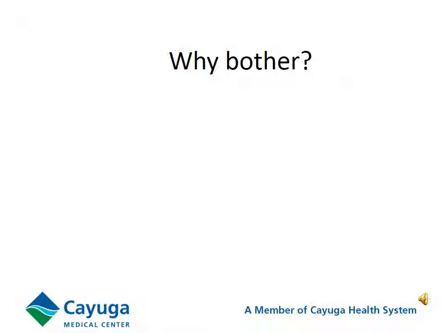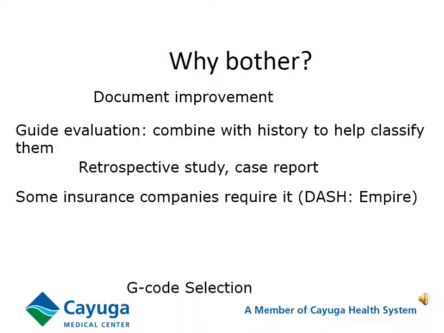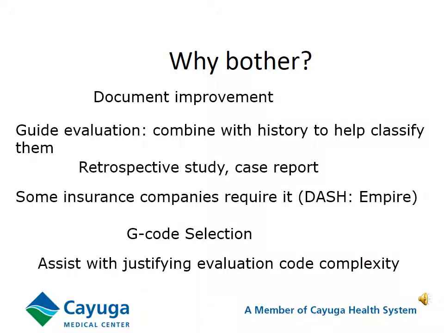So further discussing why bother doing these outcome measures, well, we want to document improvement. We can use them to guide our evaluation when we incorporate some information from the history to help classify the patient. If we ever want to go back and do a retrospective study or a case report, this information can be very helpful. Some insurance companies require it. It helps with G-code selection and can assist with justifying evaluation code complexity.